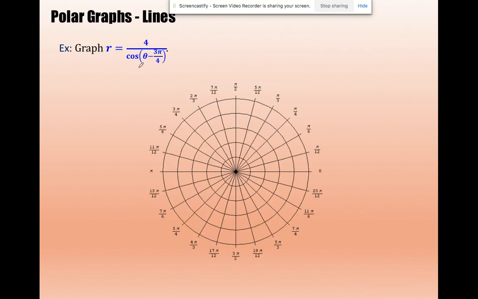So look at this one. Can you recognize my line? I recognize you. This really is r times cosine of theta minus 3 pi over 4 is equal to 4. Therefore, 4 is my p, and 3 pi over 4 is my phi.